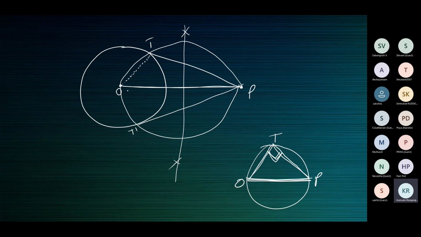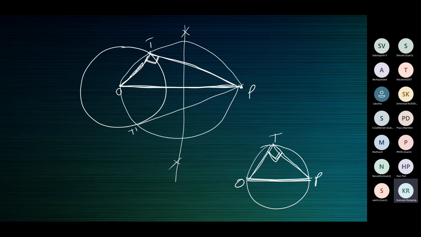So see here, OP is the diameter for the new circle. T is a point on the circumference of the new circle. We join OT and PT. So this is 90 degrees. The angle in a semicircle is a right angle. For the new circle, OP is the diameter. The angle formed by OT and PT is 90 degrees. So we know that angle OTP is 90 degrees, because the angle in a semicircle is a right angle.